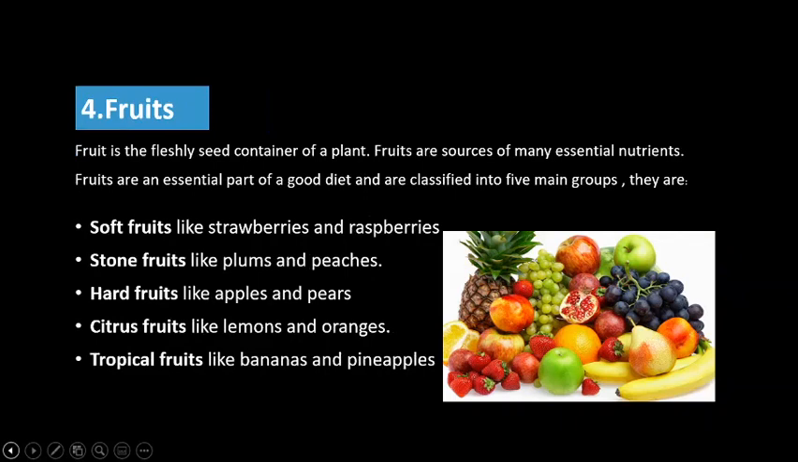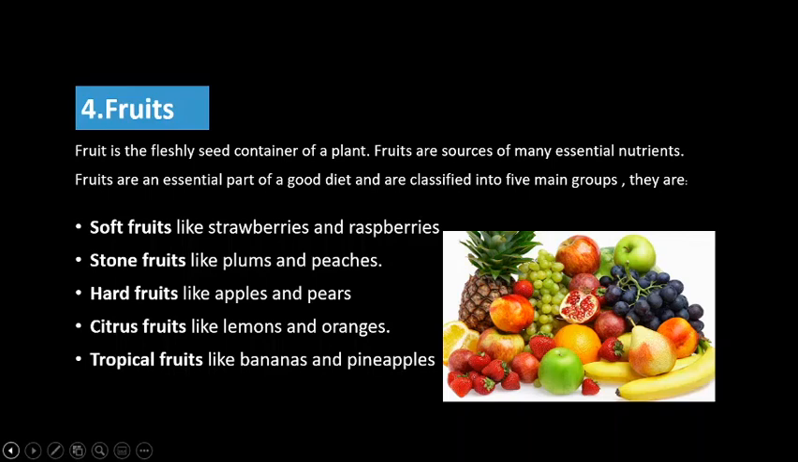It's fruits. Again, a very favorite food of mine. Fruit is the fleshy seed container of a plant. Fruits are sources of many essential nutrients. So again, having fruit is very good because it gives you the essential nutrients you need to grow. Fruits are an essential part of a good diet and are classified into five main groups. Let's have a look at those five main groups.